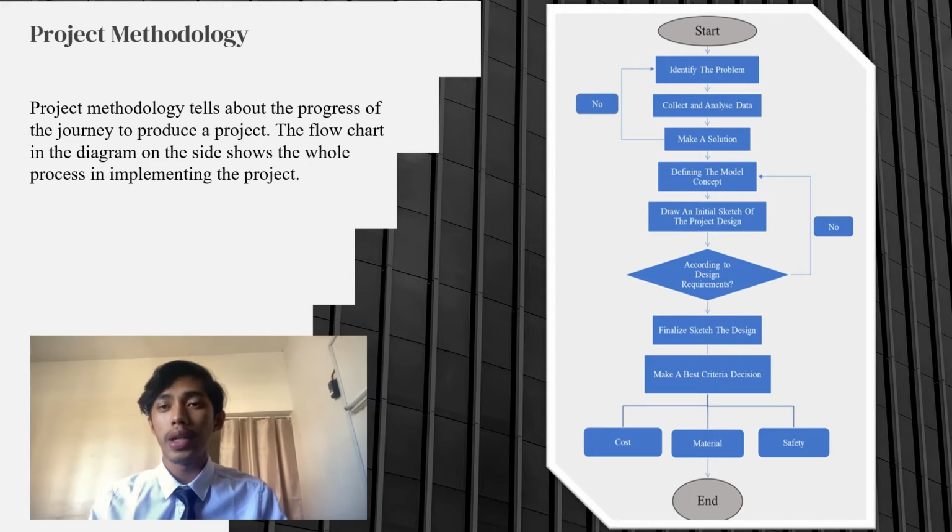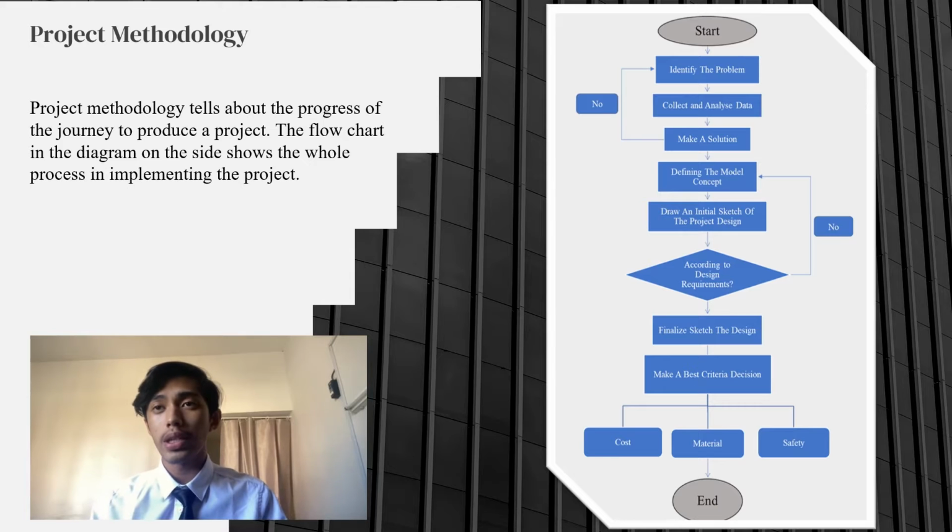So, starting with identifying the problem, we can collect and analyze all data. After we collect and analyze all data, we can make a solution to make improvement to some projects. So then we define the model concept. After we define the model concept, we draw an initial sketch of the project design.